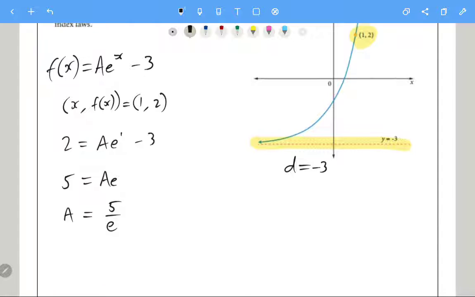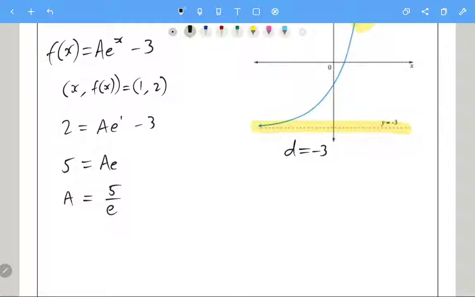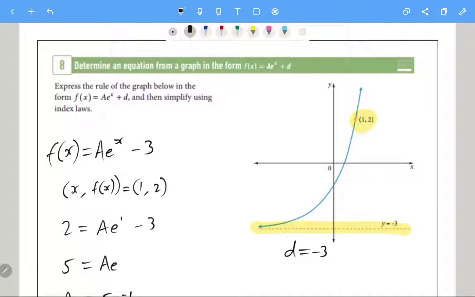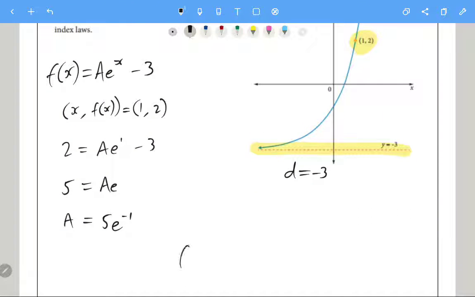One problem though, it's going to look a bit ugly when we write it in. So I'm actually going to just change this. Using the negative law, I can write this as 5e to the -1. E's moved from the bottom to the top, and it has gained the negative power. So let's put it all back into the formula. So we get f of x is equal to 5e to the -1, e to the x minus 3.